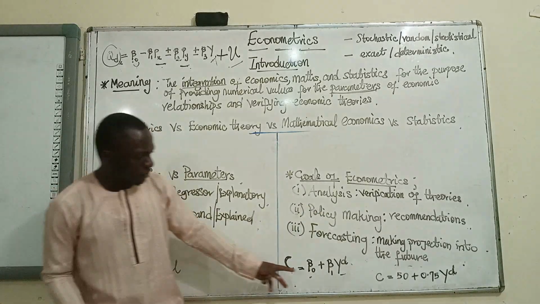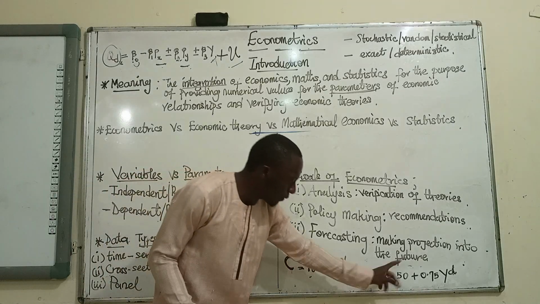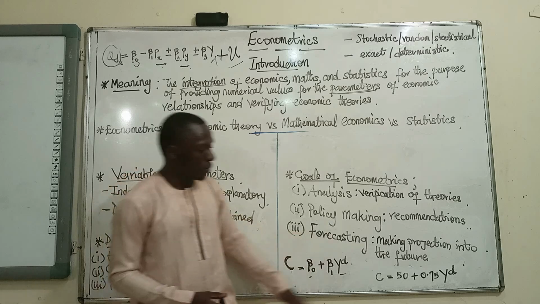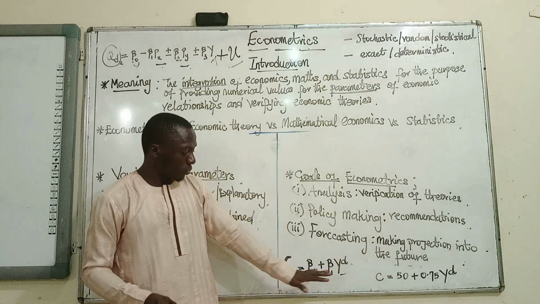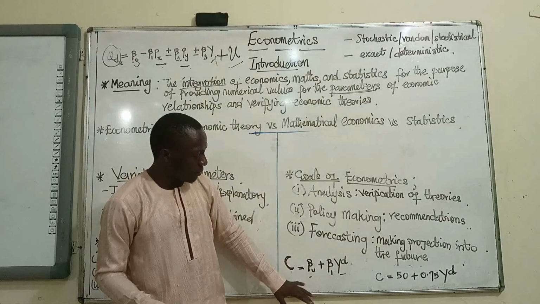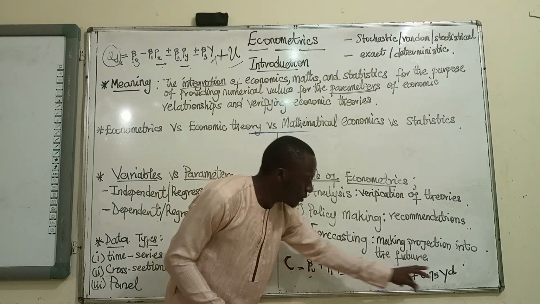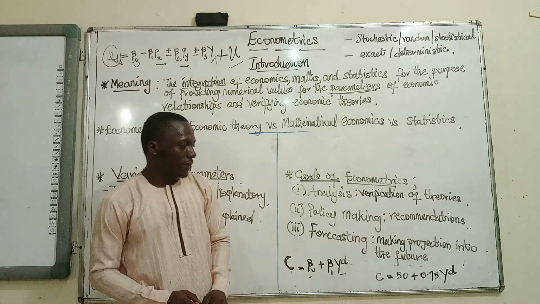Take an example of this model here. We have C equals 50 plus 0.75 YD. I've estimated beta naught and beta 1. Don't worry about this. You will learn how to estimate beta naught and beta 1 in further classes. So we have beta naught at 50, the MPC at 0.75.